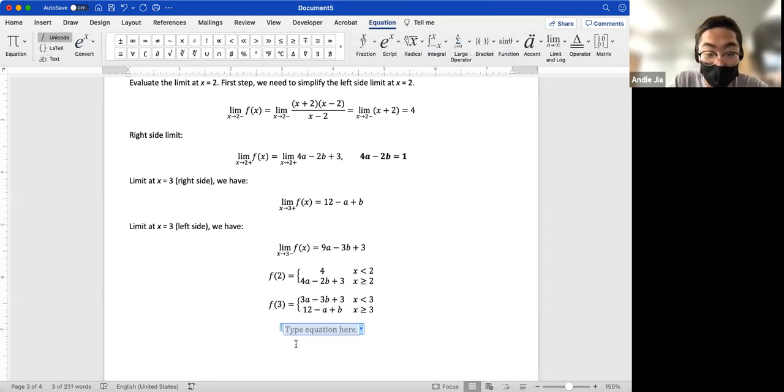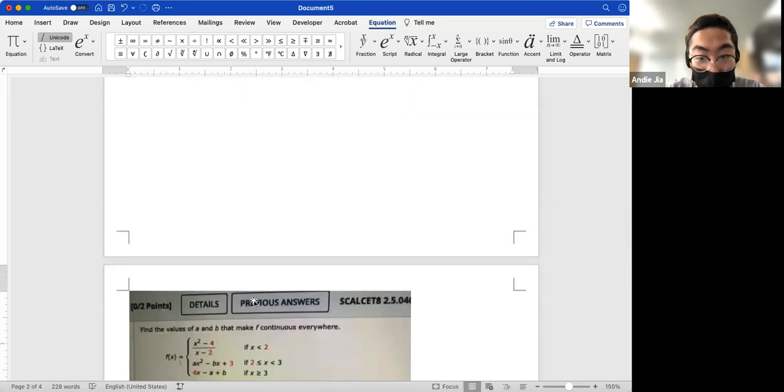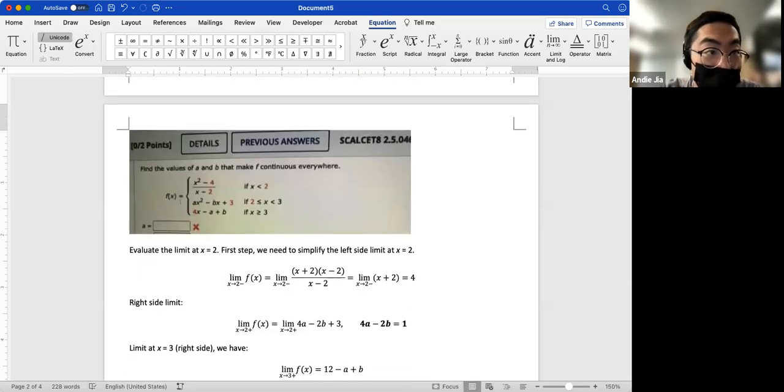To find what a and b are, 9a minus 3b plus 3 equals 12 minus a plus b. And then we have 4a plus 4b is 9, and 4a minus 2b. Actually, this is what I can do so far. Just put in the equations here, then you can find what the answer is.